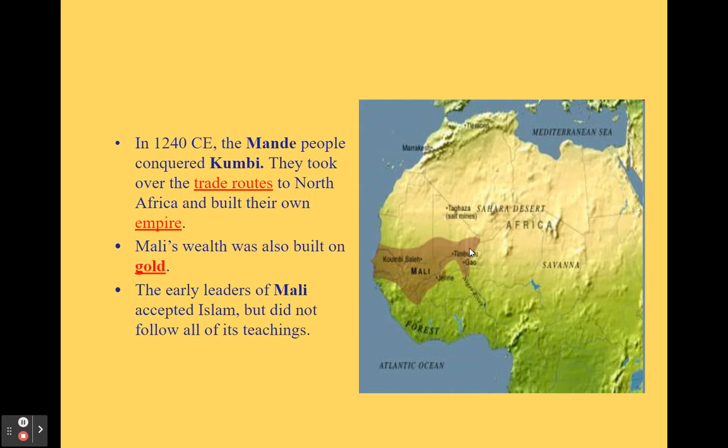Now, in the year 1240, the Mande people conquered Kambi. That is the same city that was taken over by the Almoravids. And they took over the trade routes to North Africa and built their own empire. So the Mande people, their empire becomes known as Mali, which is what we're seeing right here. They have control of Djenné. Again, you can spell Djenné without the D, then you would pronounce it Jene or Jene, whichever. Same city and Timbuktu. Right?